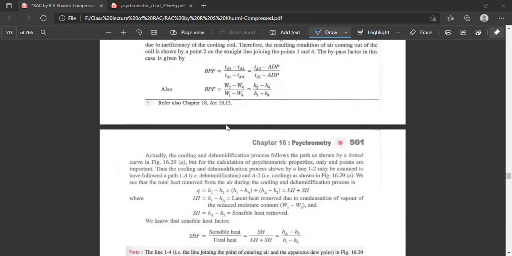But for the calculation of psychrometric properties, only the endpoints are important. Thus, the cooling and dehumidification process shown by line 1 to 2 may be assumed to have followed the path 1 to A and A to 2. The total heat removed from the air during the cooling and dehumidification process is Q equals H1 minus H2, which is H1 minus HA plus HA minus H2. This is the latent heat due to condensation of vapor with the reduced moisture content W1 minus W2, LH, and HA minus H2, the sensible heat removed.